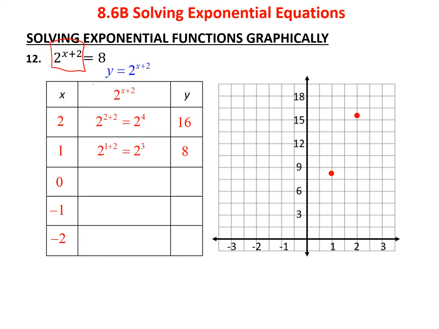If I put in 0, 2 to the 0 plus 2 is 2 squared, which is 4. And then if we go 2 to the -1 plus 2, that's 2 to the 1, which is 2. And then finally 2 to the -2 plus 2 is 2 to the 0, which is 1. Okay. So now we have our graph of our first equation here.